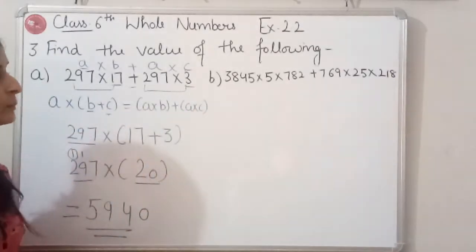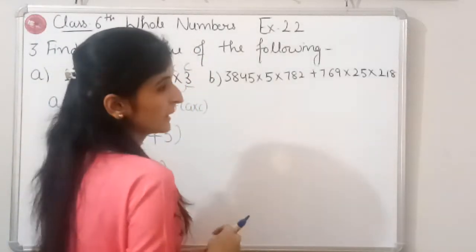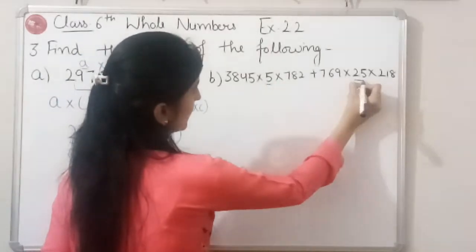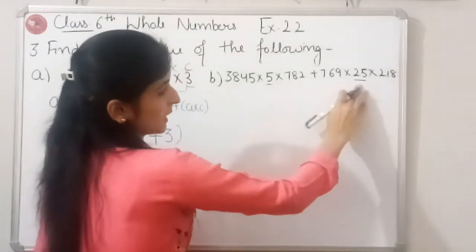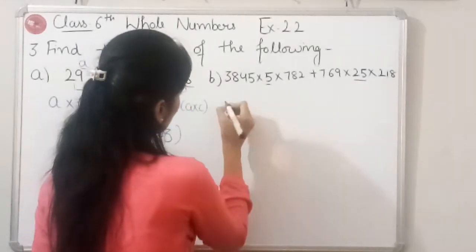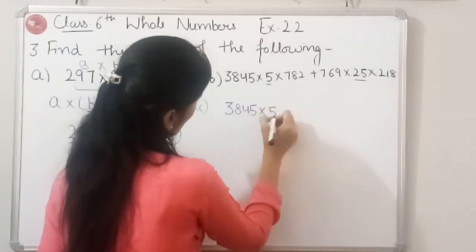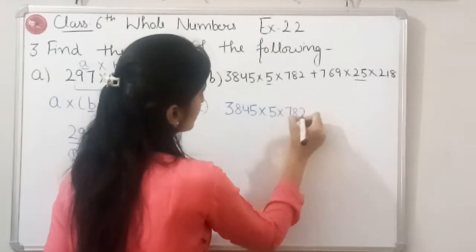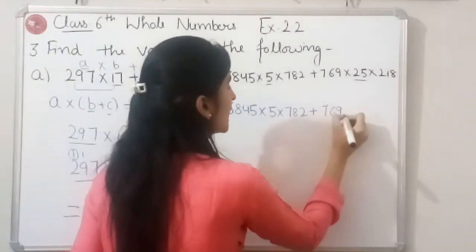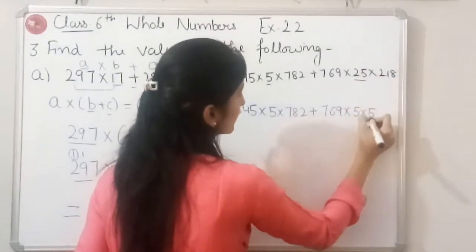Now let's move to part B. Okay children, can you see anything common in this? No, so let us check. Here it's 5 and here it's 25. How can we write 25? We can write 25 as 5 multiplied by 5. So let us write, this term will remain the same, plus 769 multiplied by, I am writing this 25 as 5 multiplied by 5.